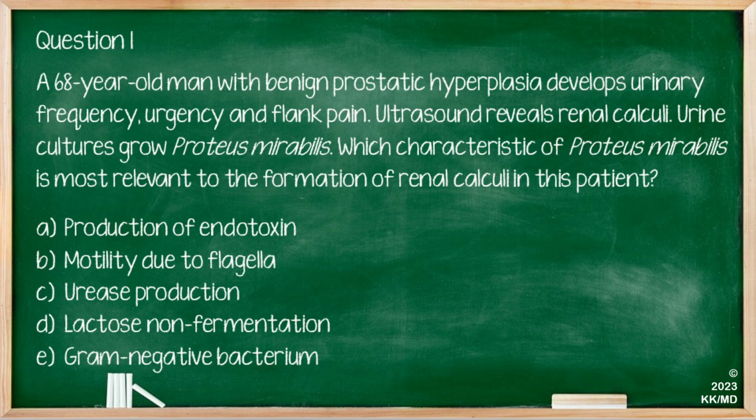Let's do some questions. A 68-year-old man with benign prostatic hyperplasia develops urinary frequency, urgency, and flank pain. Ultrasound reveals renal calculi. Urine culture grows Proteus mirabilis. Which characteristic of Proteus mirabilis is most relevant to the formation of renal calculi in this patient?